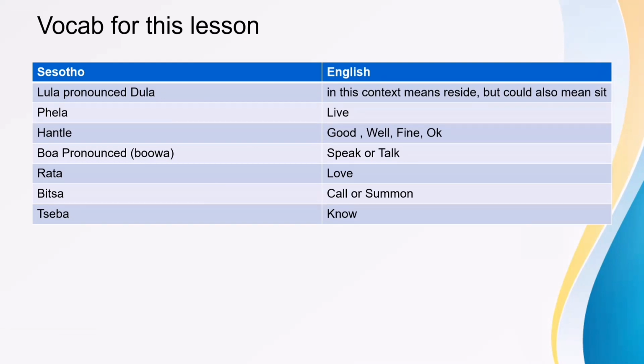Rata, love. Bita means call or to summon someone. When you're calling someone to come over, that is bita. Bita Dylan. Call Dylan. And the word tseba basically means know, like knowledge, know someone, know, spelled K-N-O-W, tseba.